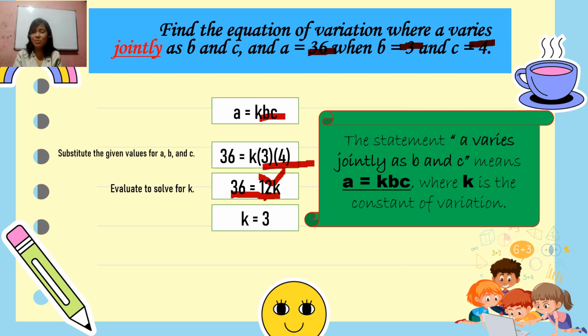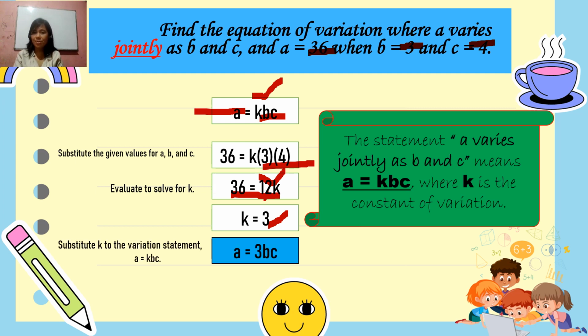Alright, so with this, we can now go back to this one here and substitute K with 3, as this is the value that we have solved, right? So we have A equals 3BC. Now go back to the question: find the equation of variation. So there you go, done with this first example that we have.